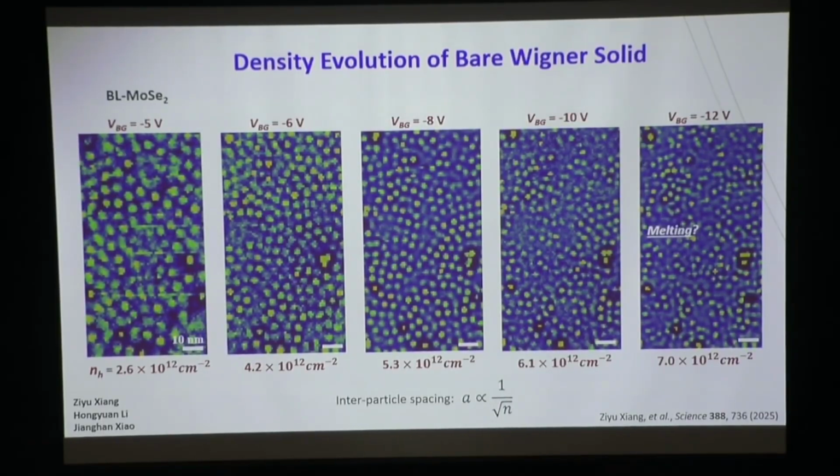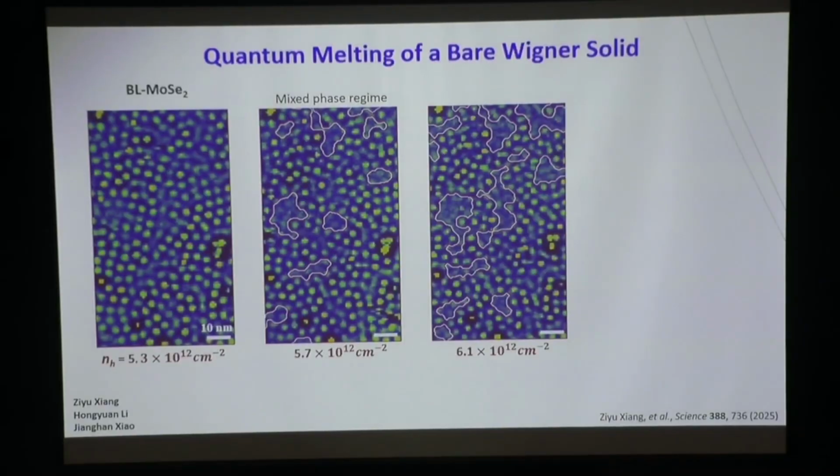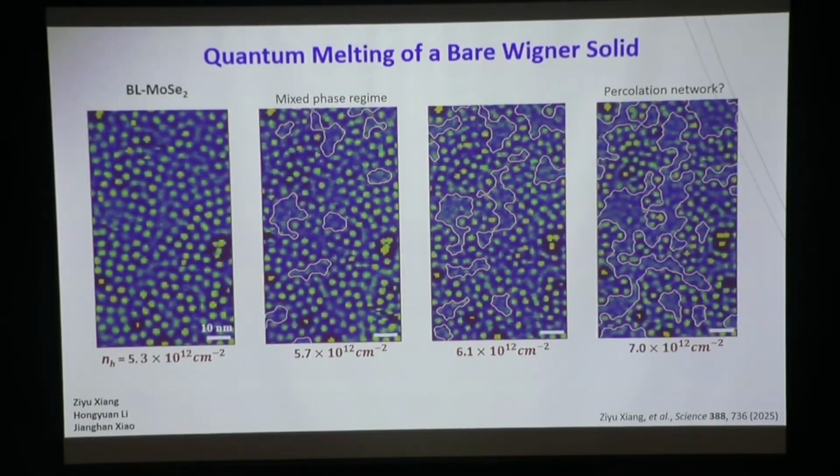So let's take a closer look at this. Here's a nicer image at 5.3 times 10 to the 12 holes per square centimeter. Now let's go up: 5.7, 6.1, 7.0. And what you can see is that as we increase, what I've done is I've circled the regions that we believe are melted. And you can see that as I increase the density, those regions get bigger. There's more melting. And that makes sense because as you increase the density of charge carriers, you're increasing the kinetic energy. You're making it more likely to melt.